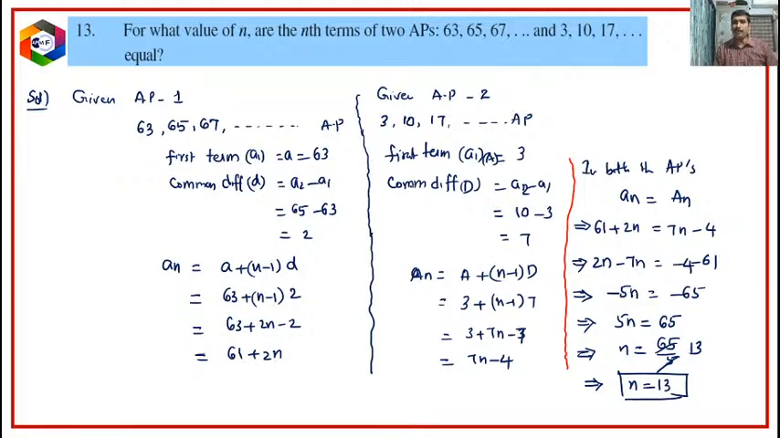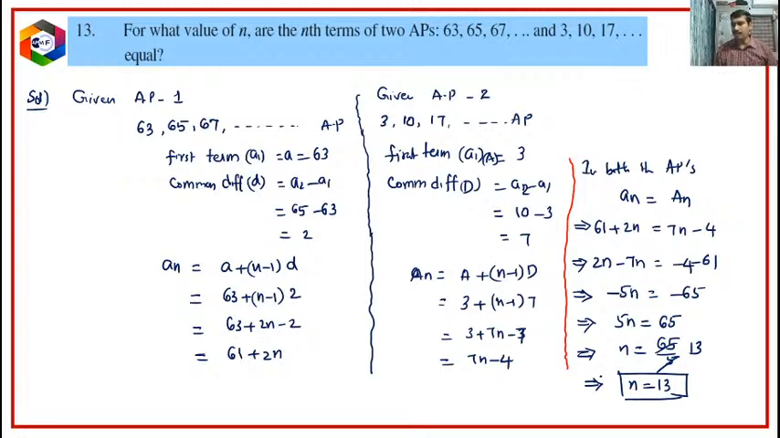And here in this progression also, the first term capital A I assumed as 3, and capital D is equal to a2 minus a1, which is 7. Now an will be equal to a plus n minus 1 into d, upon simplification which is 7n minus 4. But it is very clearly given that in both the progressions the nth terms are equal. Now I equated and we got the value of n as 13.